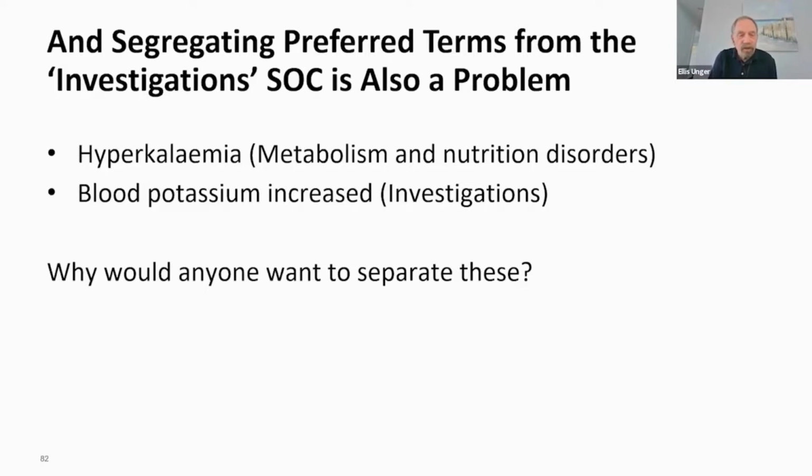The other problem that comes up all the time is that the investigations system organ class comes up and says, okay, your blood potassium is increased. That's an investigation. But hyperkalemia is a syndrome, so that's in the metabolism and nutrition disorders. Well, that's fine, but they mean the same thing. And whether you call it hyperkalemia or blood potassium increased, if you want to know whether a drug increases potassium, you certainly want to combine those. Next.